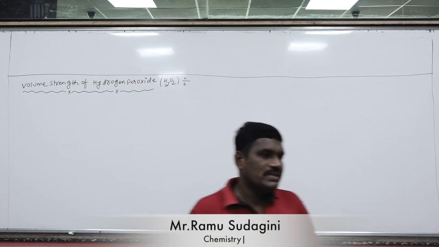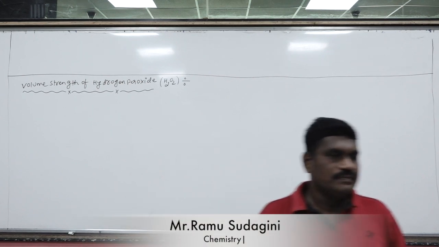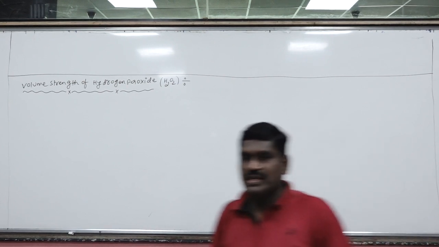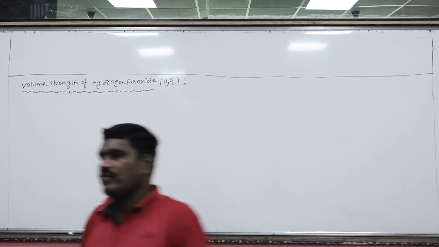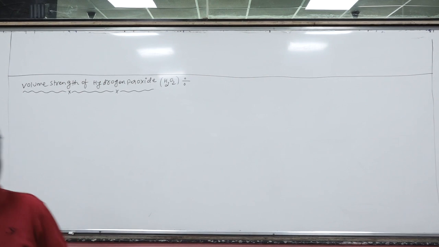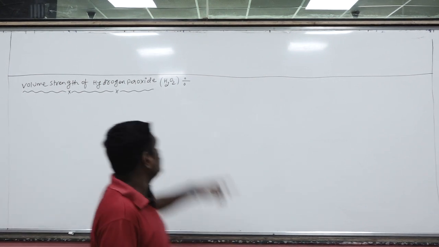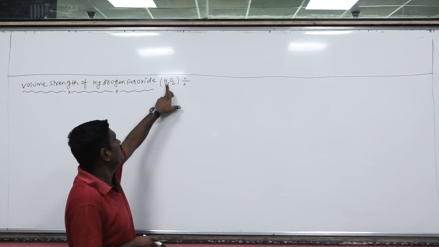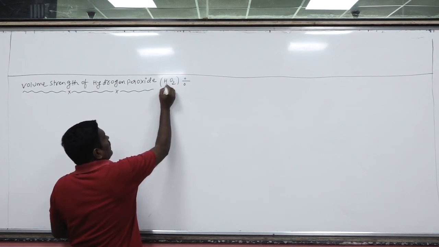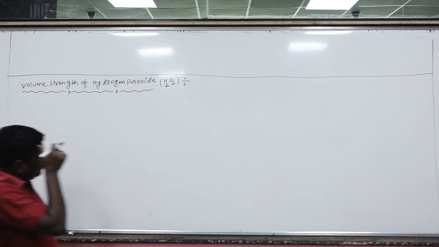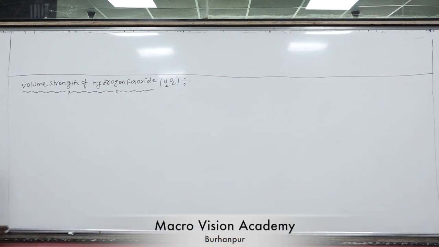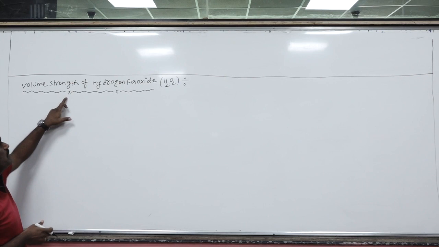Today we are going to discuss an important concentration term, which is known as the volume strength of hydrogen peroxide. What is the molecular formula of hydrogen peroxide? H2O2. Okay. Now the concentration expression methods of hydrogen peroxide in terms of volume strength.